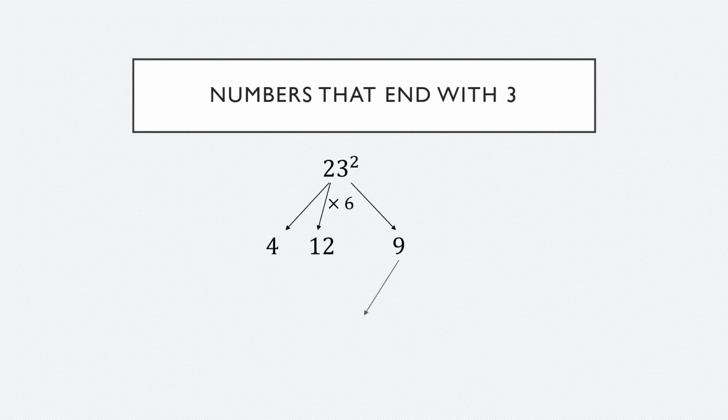Now putting everything together, the number ends with a 9. Only the 2 can go to the second place, so you put a 2 there. You carry the 1 to the other side, and you get a 5. So the square of 23 is 529.